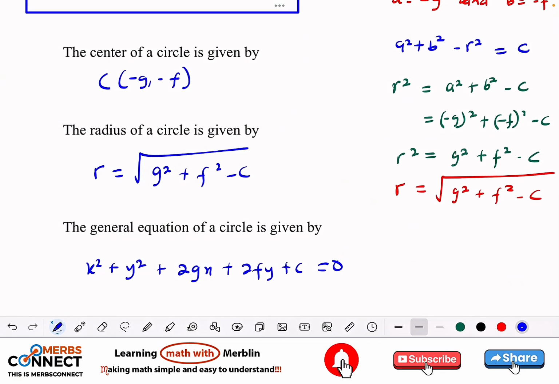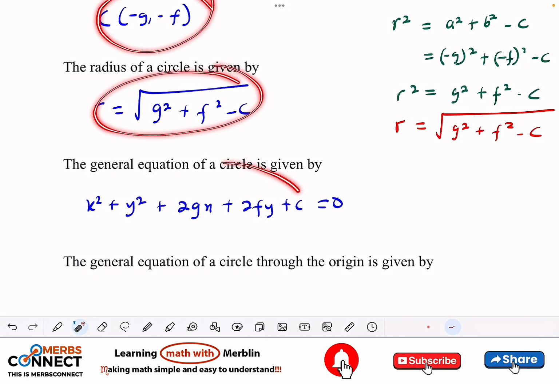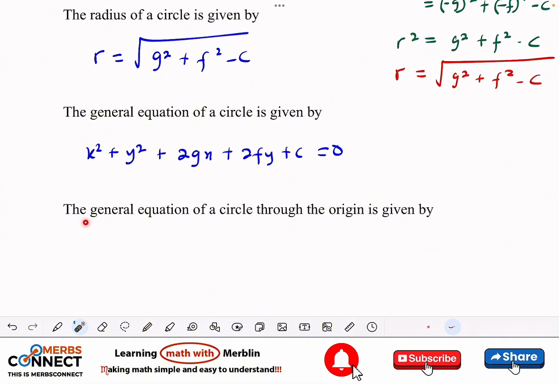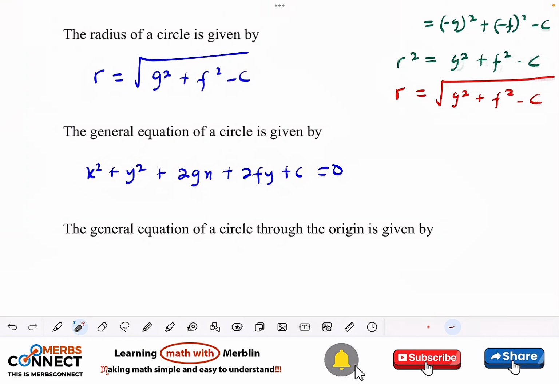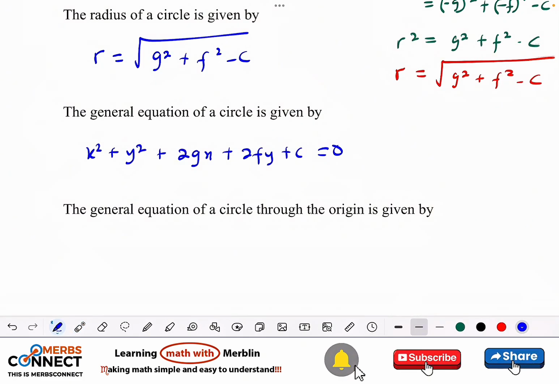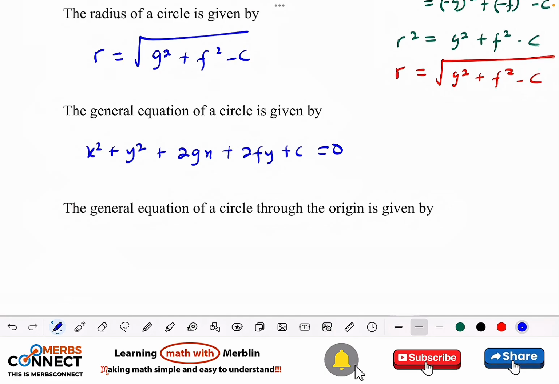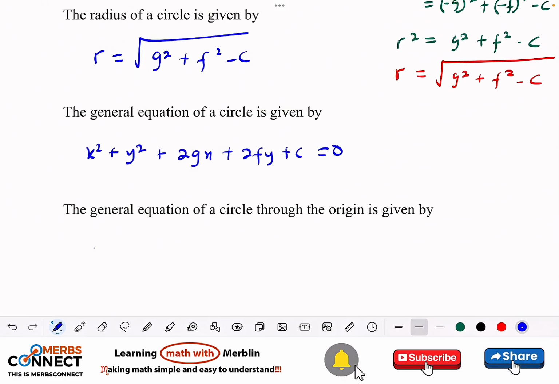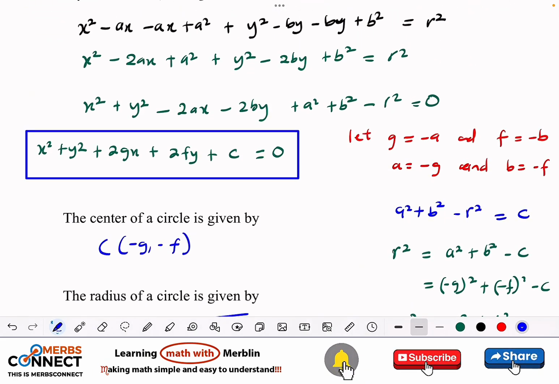So we are learning some things here. So we have this, we have that, and we have this. Now the last question is, we want to look at the general equation of a circle through the origin. So when it is through the origin, what happens? Basically, it should be in the form, let me say, x squared plus y squared plus 2jx plus 2fy without the c, equal to 0. So that will be just through the origin, right? So that is what you are going to get here.